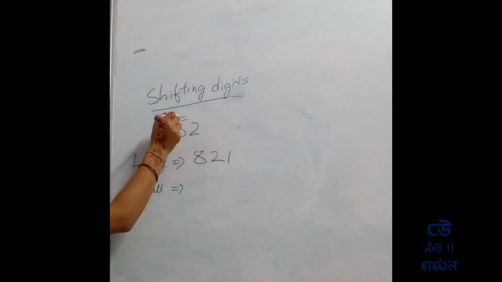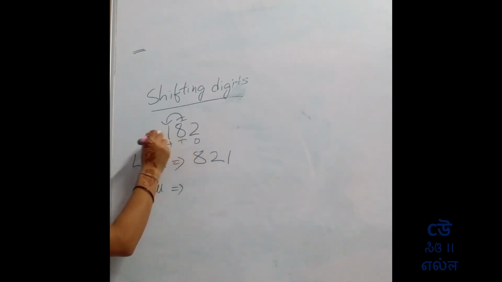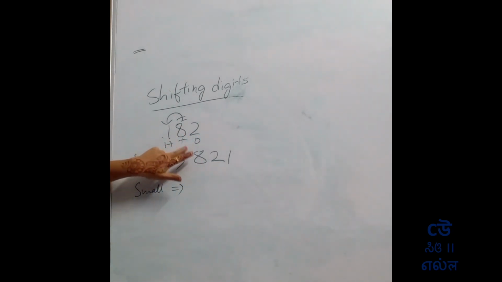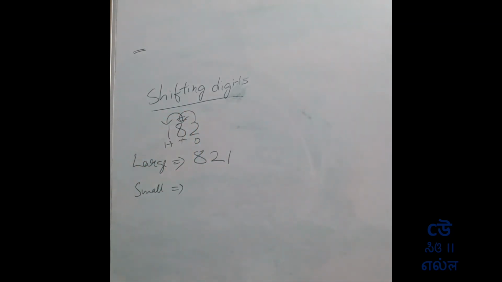You have shifted 8 from which place? That is from tens place to hundreds place. You have shifted the number from tens place to 100s place, and you have shifted 2 from ones place to tens place, and you have shifted 1 from 100s place to ones place. So the rotation and shifting has happened to arrange the number. Okay. So this is called shifting. You will be shifting the number from one place to another.